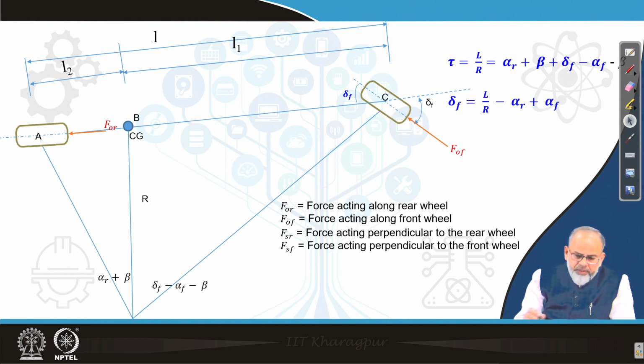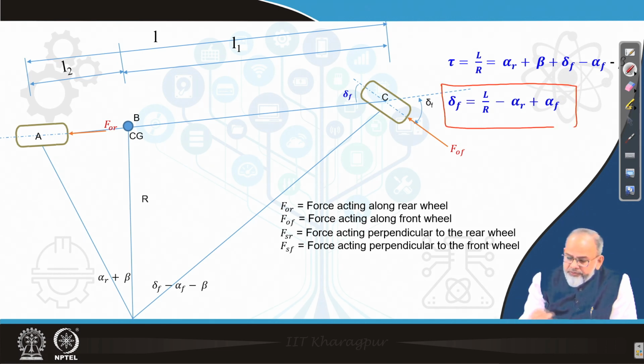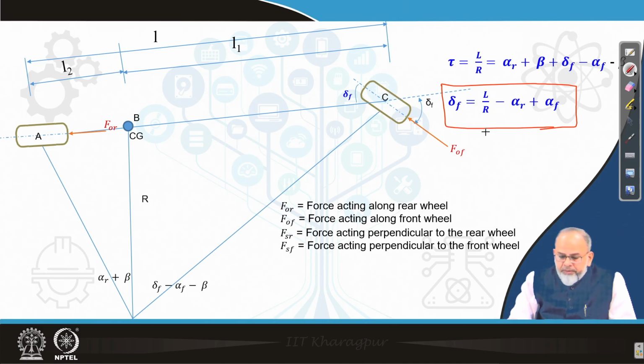Now, I said tau, for small angles, you can assume to be an arc of the circle, so that becomes equal to L upon R, where L is the wheelbase and R is the turning radius. Now, this will be equal to alpha R plus beta plus delta F minus alpha F minus beta. So, minus beta plus beta, they will cancel out. So, ultimately what we are getting is delta F is equal to L by R minus alpha R plus alpha F.